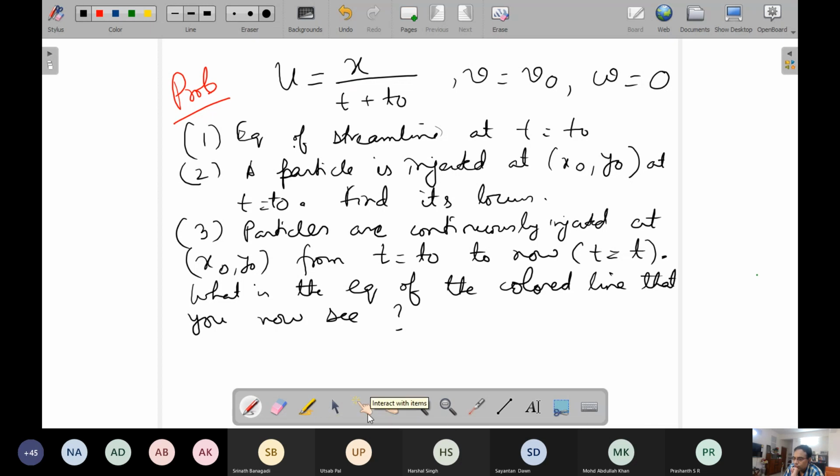the most informal part, the simplest part to address, which is finding the equation of the streamline. So let us do that by a different color. Let me try to solve the problem.